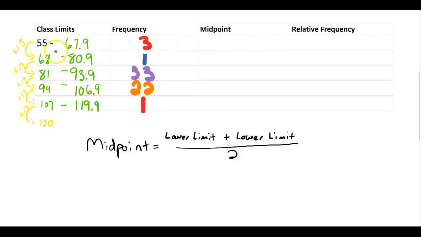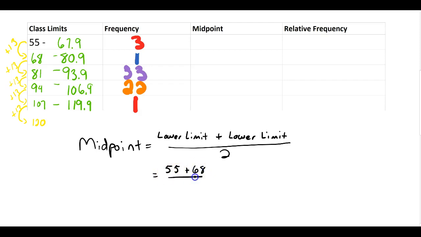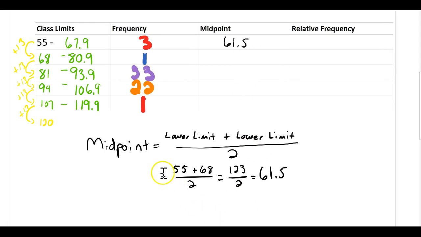So for this first one, it's going to be 55 plus 68, the next lower limit, and we're going to divide by 2. So 55 plus 68 is 123, and we divide by 2. So that's 61.5. So our midpoint for this category is 61.5. I do the same thing for the rest of them. So I will take 68 plus 81 and divide by 2, and I get 74.5.